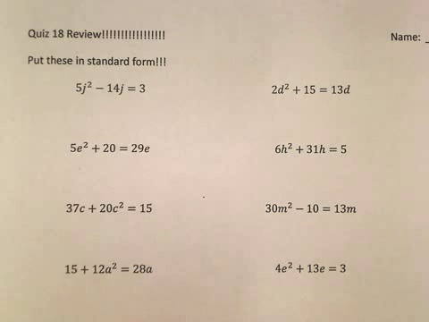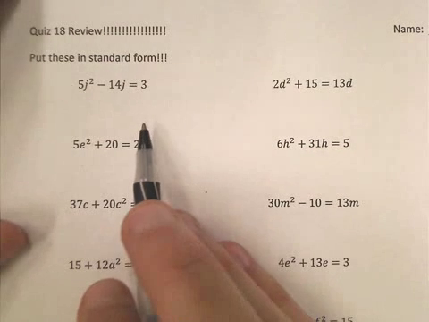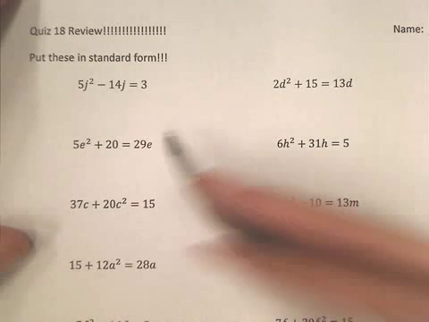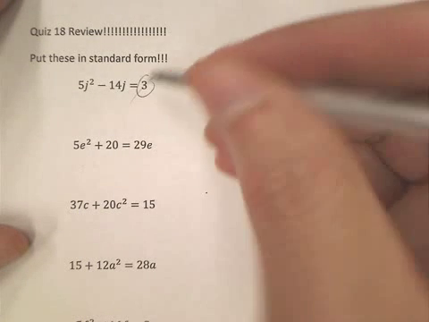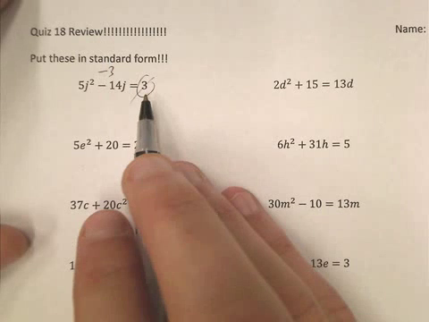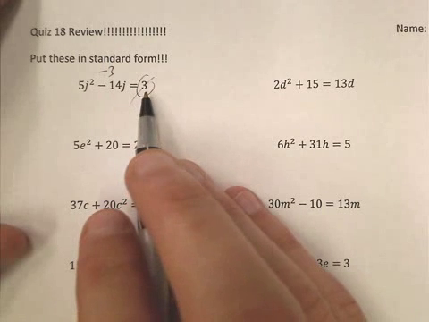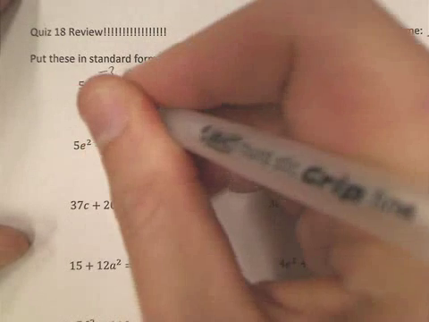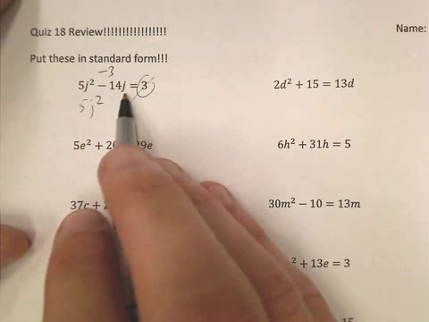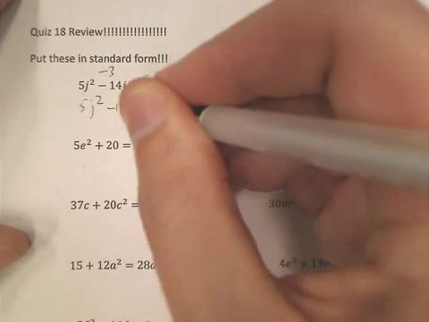All right, the first part of this quiz is also from last week, and all I want you to do is put these in standard form. So if there is a number over here, which there usually is in this part, get rid of it, make it negative. If it's positive, make it negative. If it's negative, make it positive. And then put it in order. The squared term comes first. The regular letter comes next.